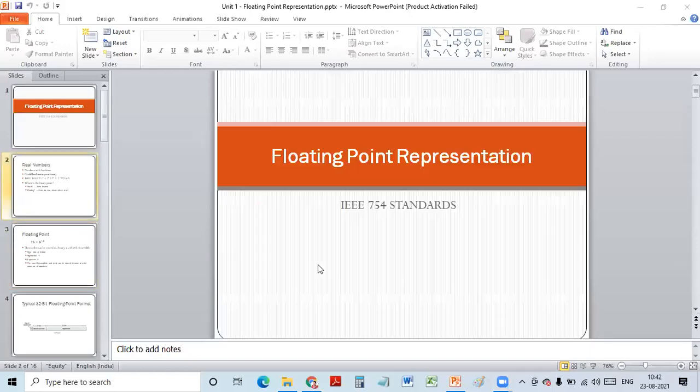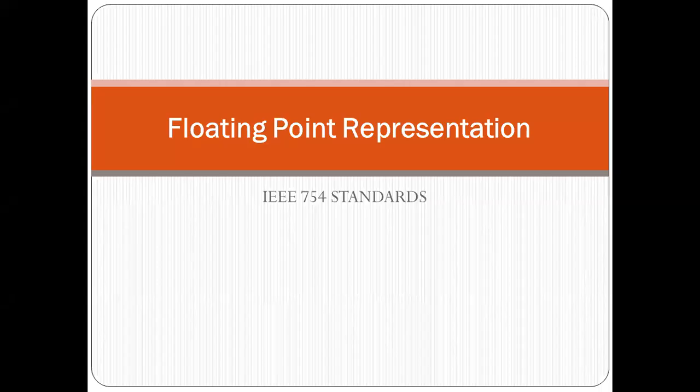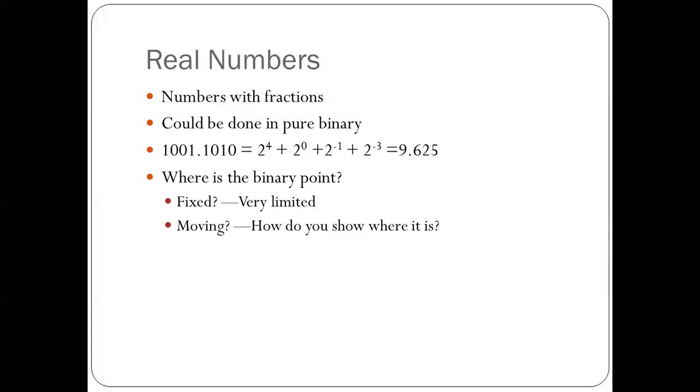Floating point representation. So till now we have seen integer numbers, right? So numbers treated only as integers. But we know our numbers do have fractions. They may also have a fractional part along with the integer. We call them real numbers.